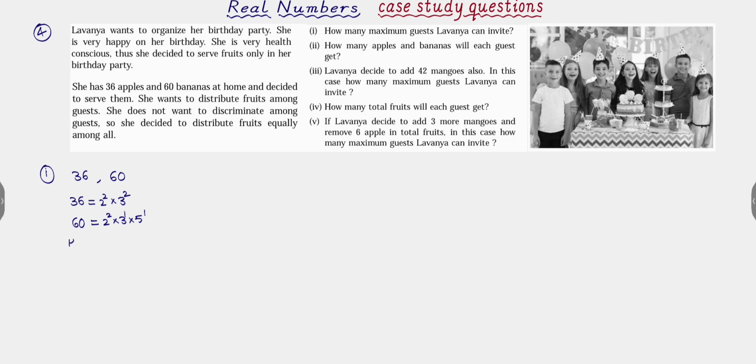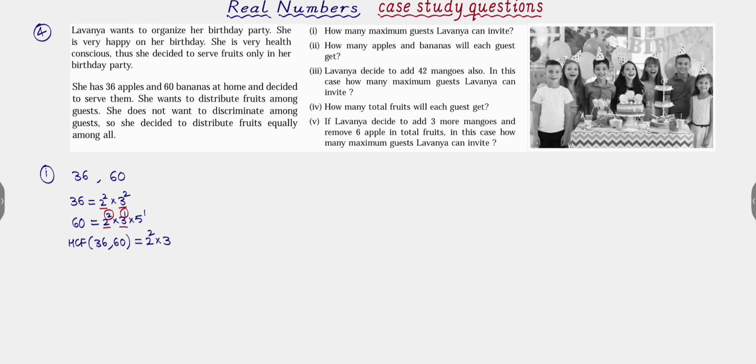Now we want the HCF of 36, 60. Whenever we find the HCF, we take only common prime factors. So here the prime factors are 2, 3 because these two are there in both factorizations. So you have to take 2 into 3. After that we have to select their lowest powers. The lowest power of 2 is, in both cases, 2 only. So for the lowest power of 2 we take 2, and the lowest power of 3 is 1.